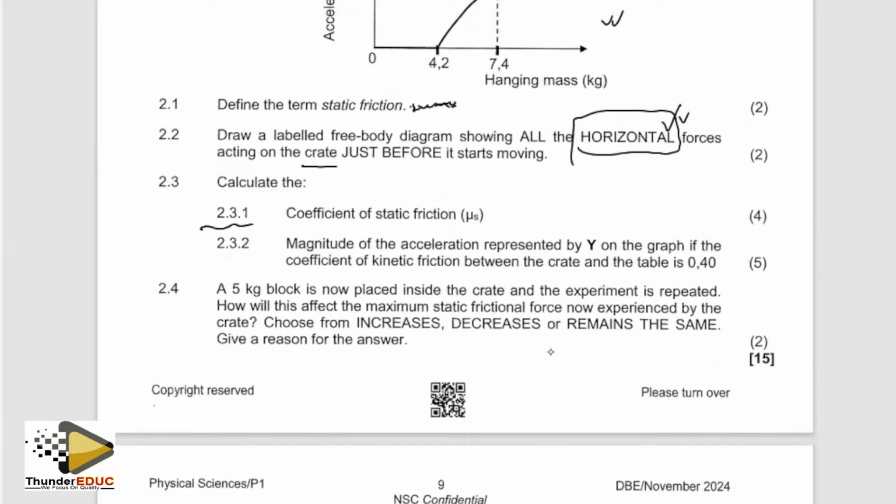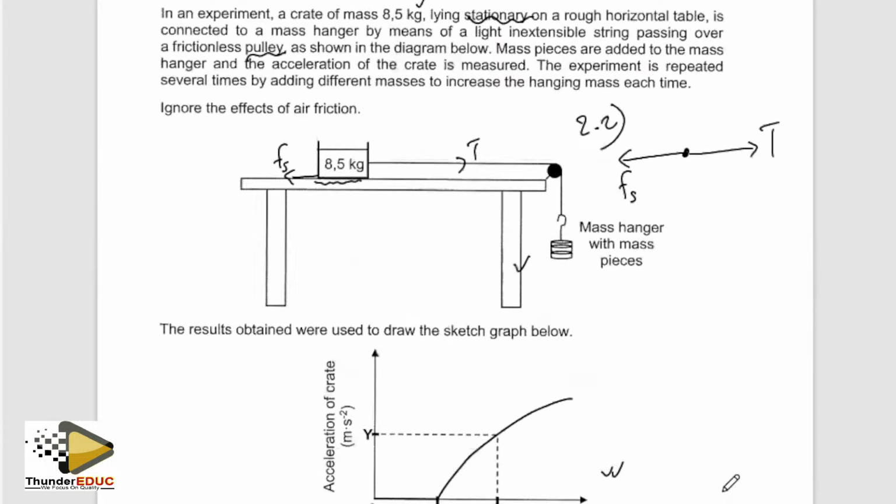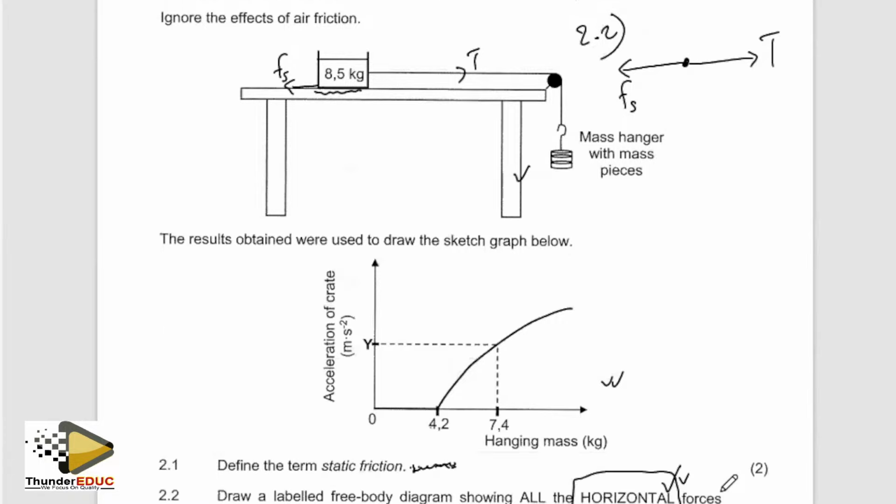All right, then 2.3.1, they want us to calculate now the coefficient of static friction, which is the μs. It's for 4 marks. My approach would be to look at the entire system, or I can start by looking at each body independently. But one thing I know from this graph is that at this point where the body is experiencing static friction, the amount of weight that was put there was just 4.2 kilograms.